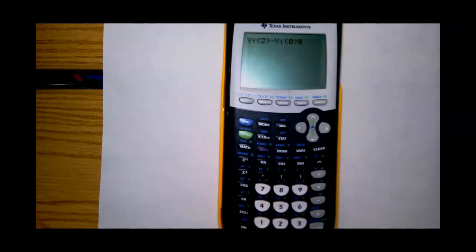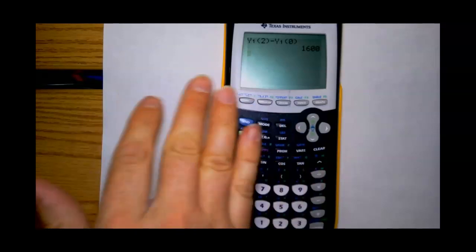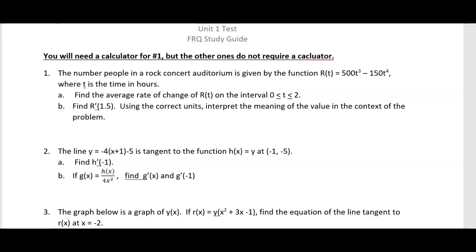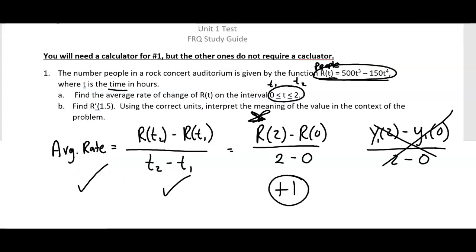Now, I also want to put that over 2 minus 0, but let me just push enter, and that's my numerator. So y of 2 minus y of 0 is 1600. But we also need to put that over 2 minus 0. And 2 minus 0 is just 2. And so there's my final answer. So 800 is the outcome there. So we get 800.